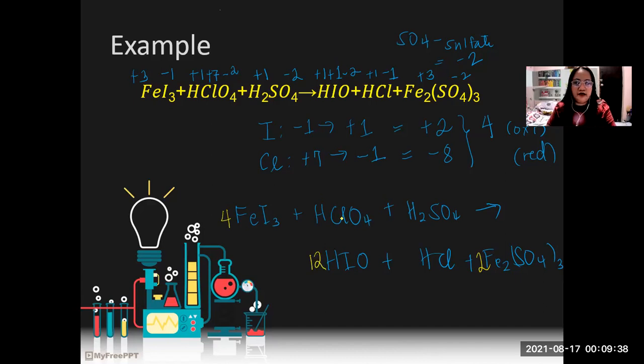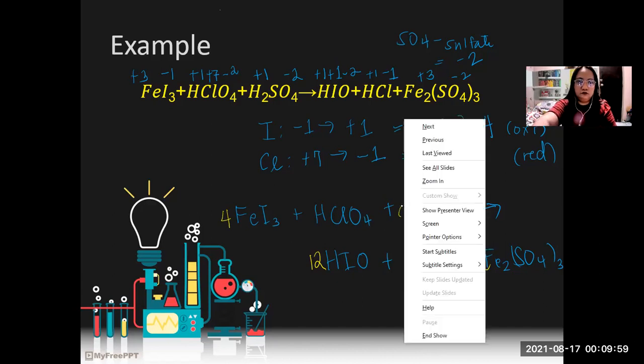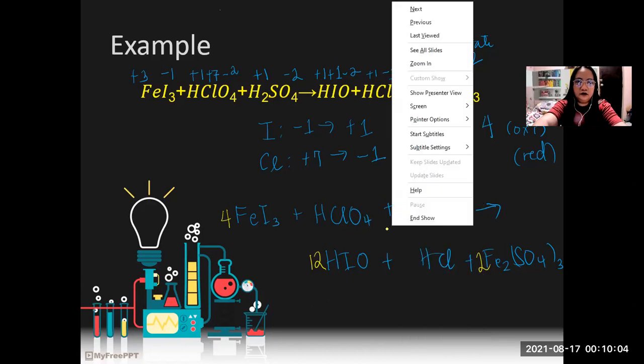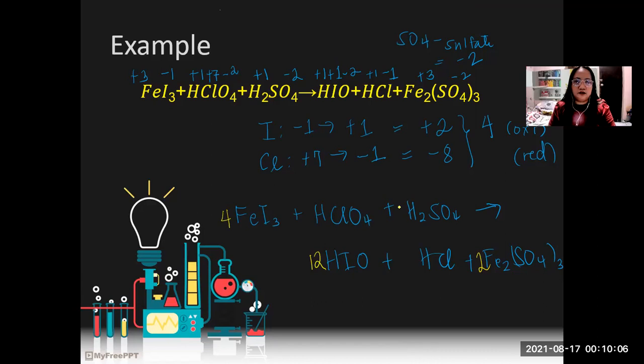What else? We have chlorine. Chlorine is 1 here. So what about SO4? We have how many SO4s here? It's already 6, right? Because we have 3 times 2, that's 6. So let's put a 6 here. Now that's balancing the non-oxygen and non-hydrogen elements.